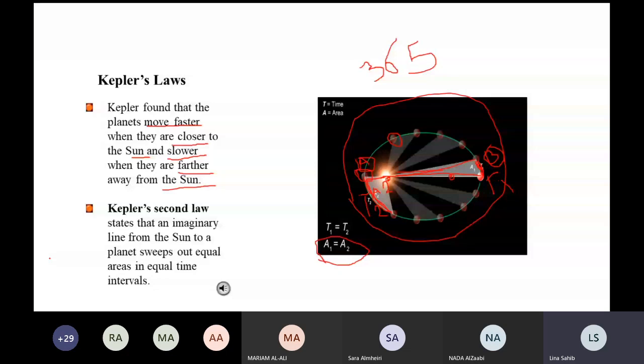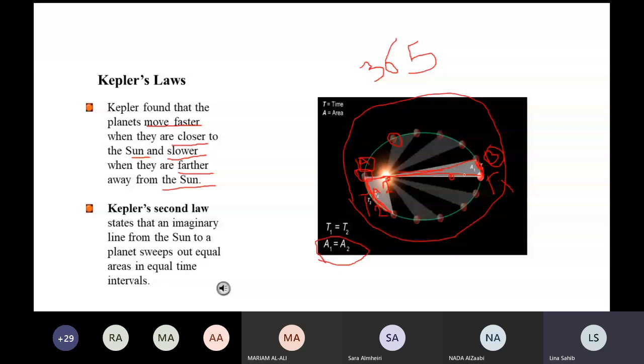What is the meaning of imaginary line? This is the red line from the sun to the earth. We call this line the imaginary line. The imaginary line is sweeping through equal area in equal time. Equal area in equal time. And this is what we conclude when we talk about this measurement.